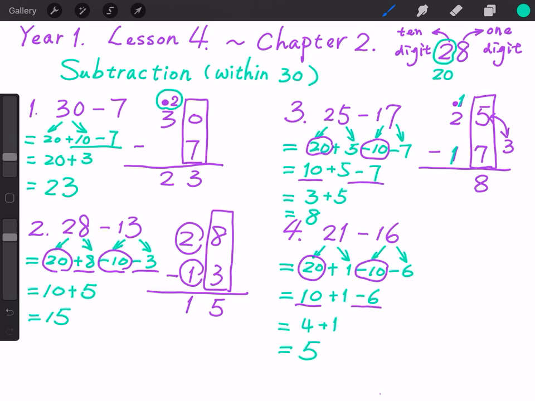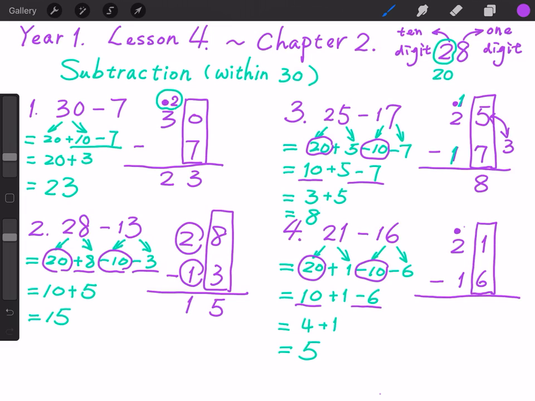All right, let's practice vertical form one more time. 21 minus 16 equals. Again, on 1-digit position, we cannot use 1 to minus 6. So we have to borrow 10 from 20. First, we put a little dot on top of number 2 to remind us we borrowed something from this number 2. All right, we borrow 10 from 20.